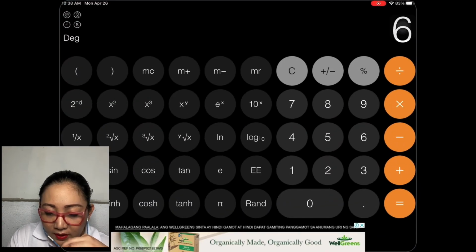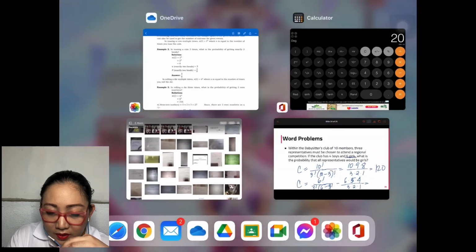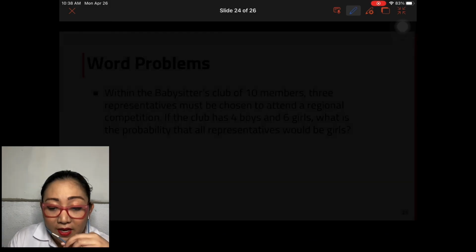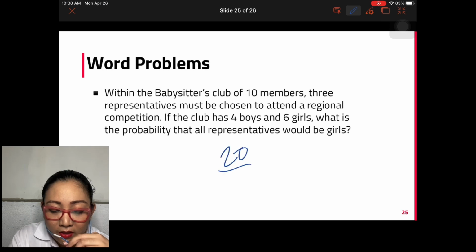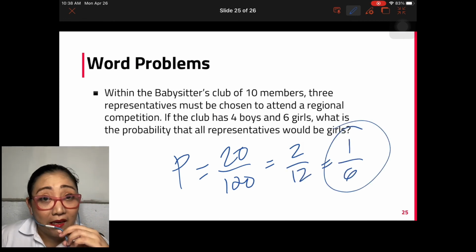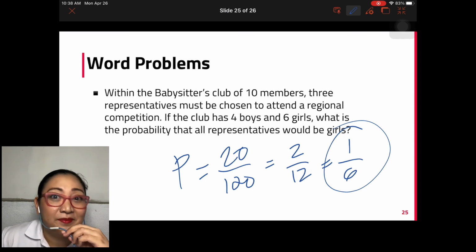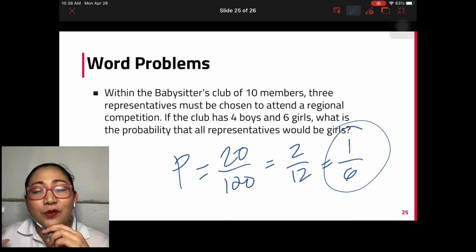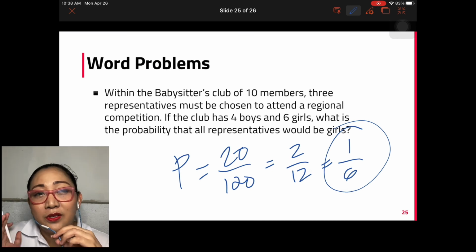So, what is that gonna be? 20. And then, in order for us to get the probability of that, that's just going to be 20 over 120. That will give you 2 over 12 or 1/6. Malaki-laki kasi marami yung girls. Okay? So that's it. Yan po ang ating lesson. Medyo fully loaded siya pero I hope that you still got to understand the lesson.